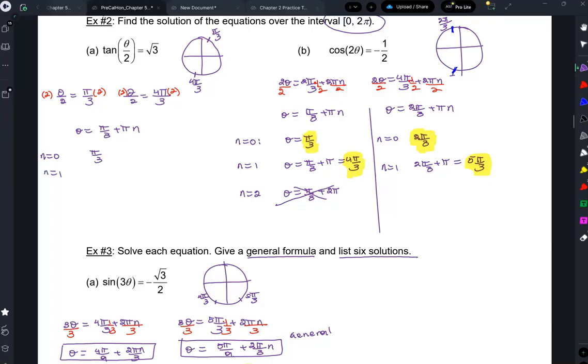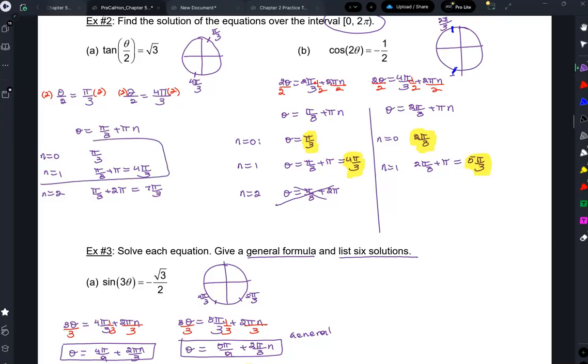When n equals 1, 4 pi over 3. When n equals 2, 7 pi over 3, right? Is that too much? That's too much. So that's it.